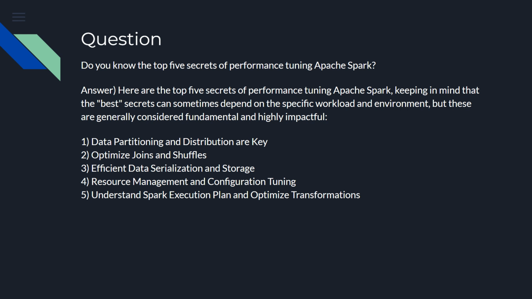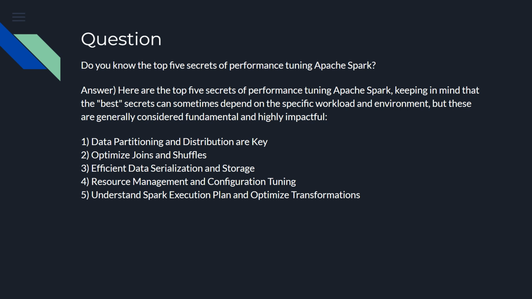Driver memory. Increase driver memory, that is spark.driver.memory, if your driver node is handling a large amount of data or performing complex operations. Dynamic allocation. Consider enabling dynamic allocation, that is spark.dynamicAllocation.enabled, to allow Spark to scale the number of executors based on the workload. This can improve resource utilization.